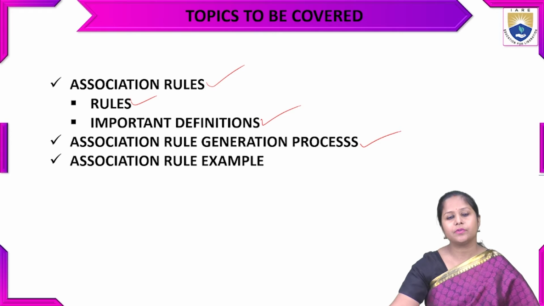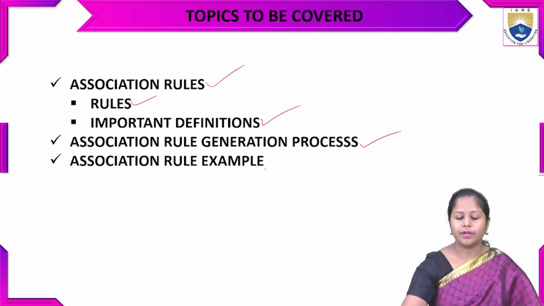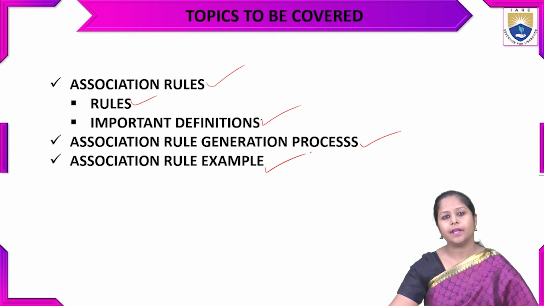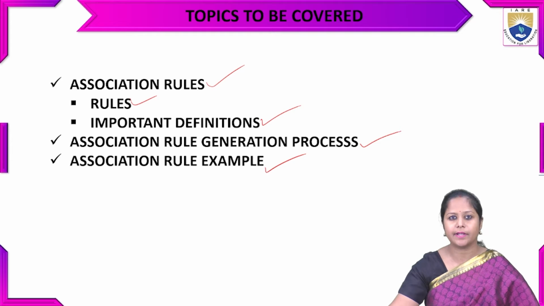Next part is how we are going to generate the association rules. What are the process and the different steps to generate them, we will go into that. After that we will take one example, and from so many transactions, we will see how to create association rules. So let's start.